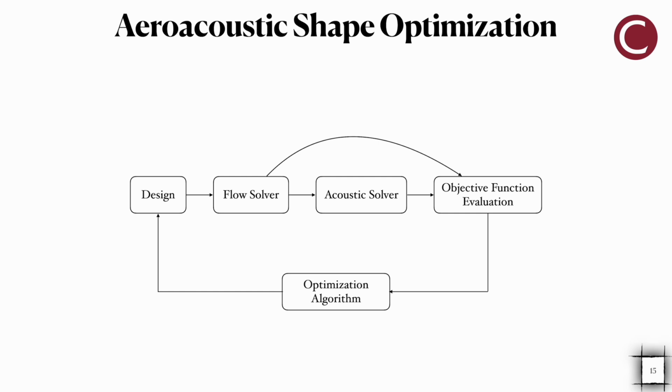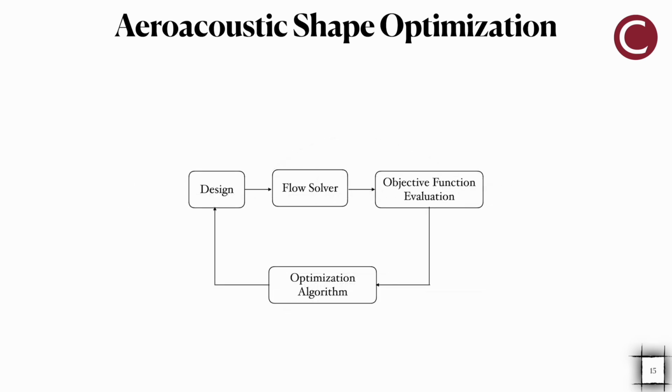So we have our baseline design, as I showed earlier. Then we have a flow solver, an acoustic solver, and we evaluate the objective function, and we have an optimization algorithm. So this is when we are using a hybrid approach, because we have an acoustic solver here. And as I said, for the first half of my thesis, I'm using the direct approach, and it means that there is no acoustic solver there, because we're computing the acoustic field directly from the flow solver. So in that case, we have our design, the flow solver, objective function evaluation, and optimization algorithm.